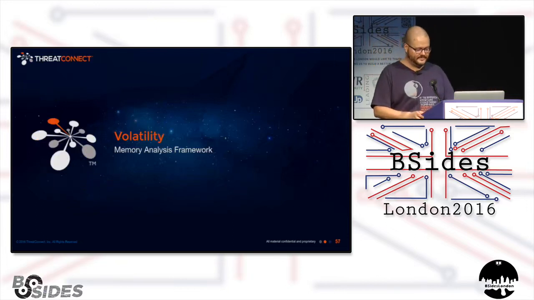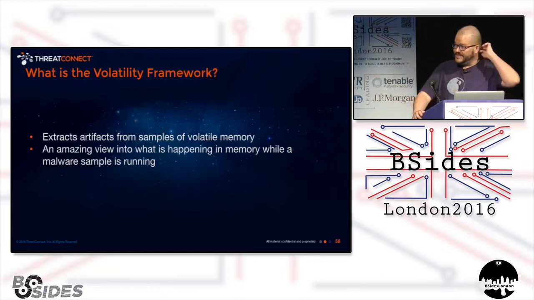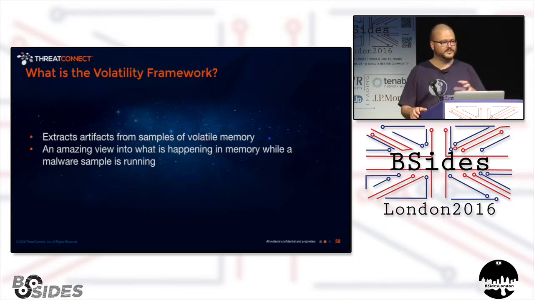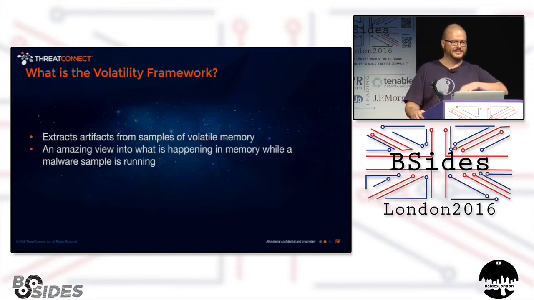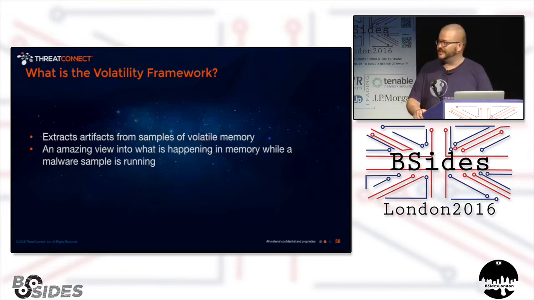Volatility is a memory analysis framework. It's a very, very good way to extract artifacts from memory while the malware is running, and so it gives you a really good view into the malware. It's also a very good pen test tool because you can see logins after reboot and fun stuff like that. I encourage you to look into Volatility and use it all the time.